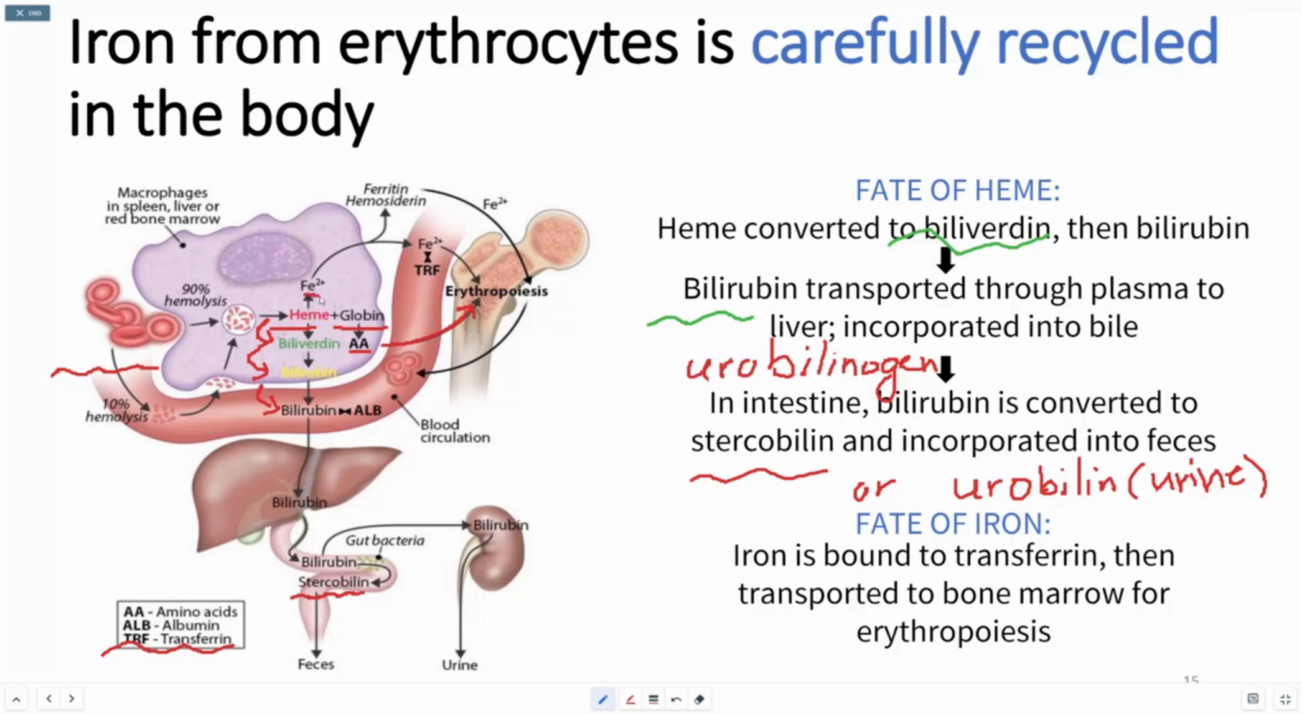The iron molecule is going to be transported with the protein called transferrin, and this will then bind onto the ferritin and hemosiderin inside the liver or spleen. And iron can also be recycled back into the bone marrow for processing and making more red blood cells.